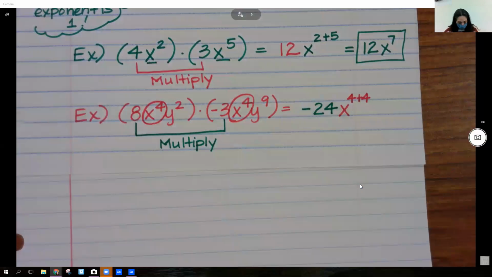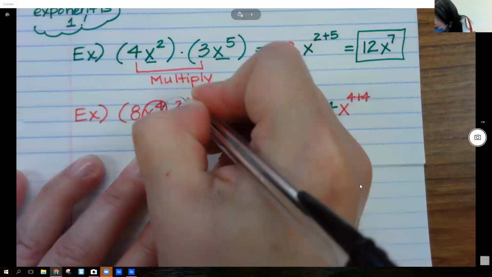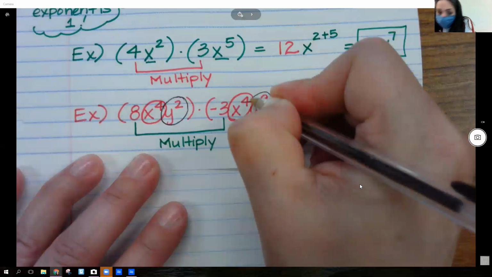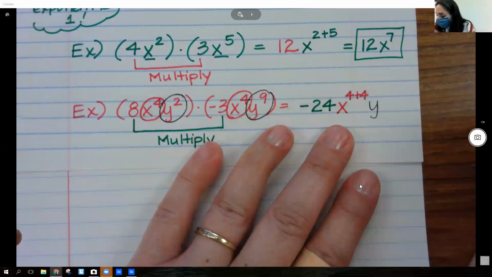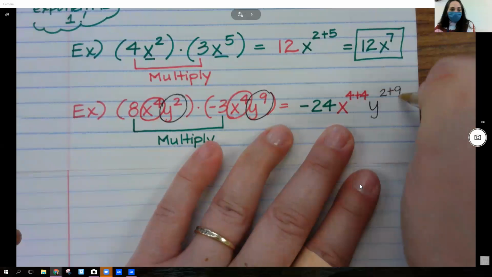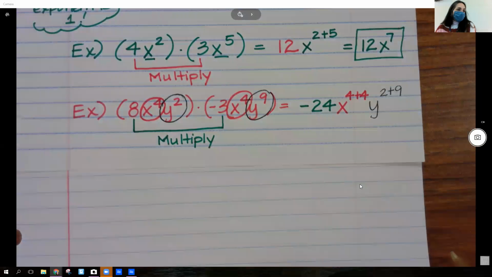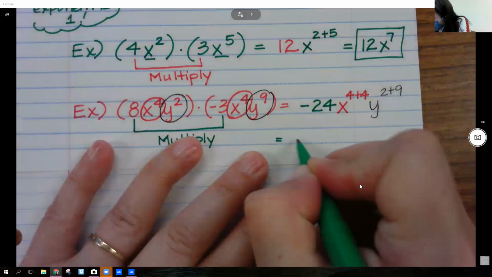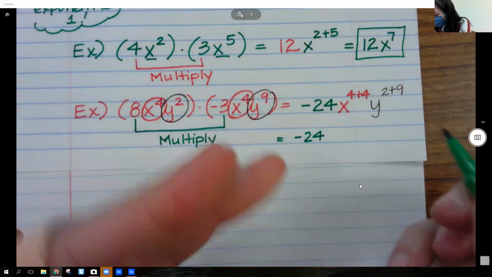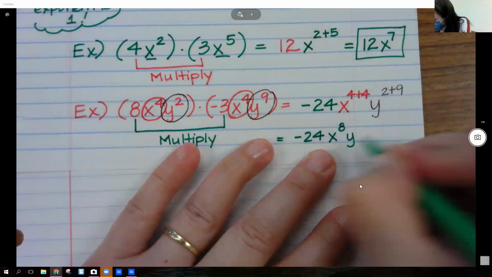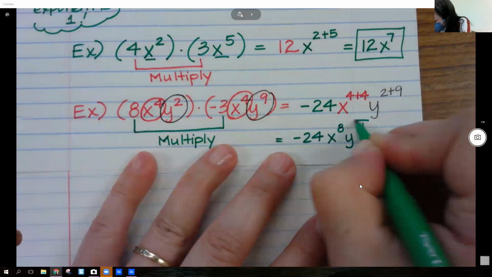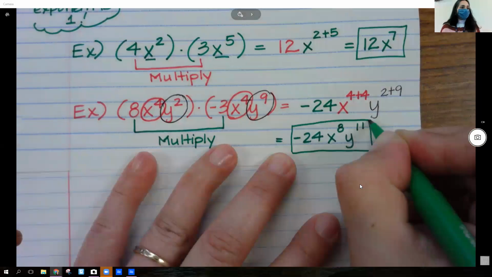And then, let's see, I've got a pen here. If I circle the Y's to keep them together, you would write the Y down, and then you would add 2 plus 9, like that. So your final answer for this would be -24 x to the 8th, y to the 2 plus 9, 11. And that would be your answer. Okay.